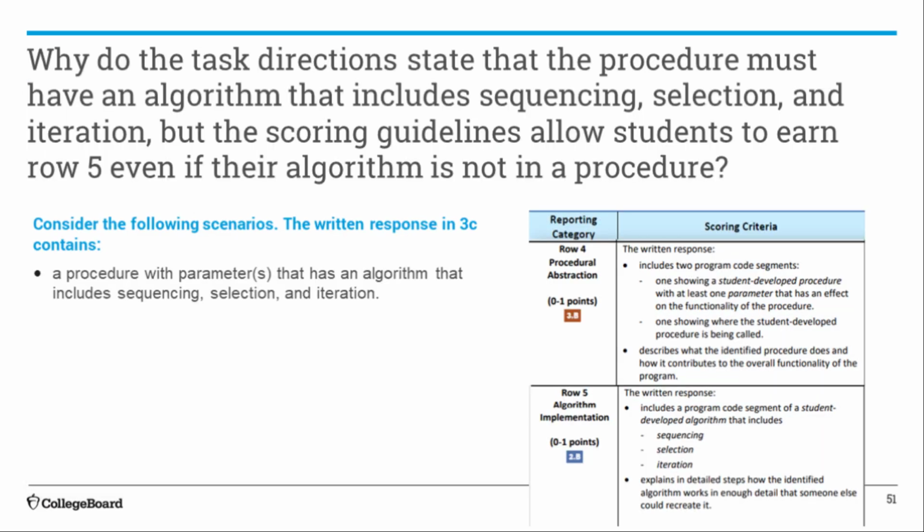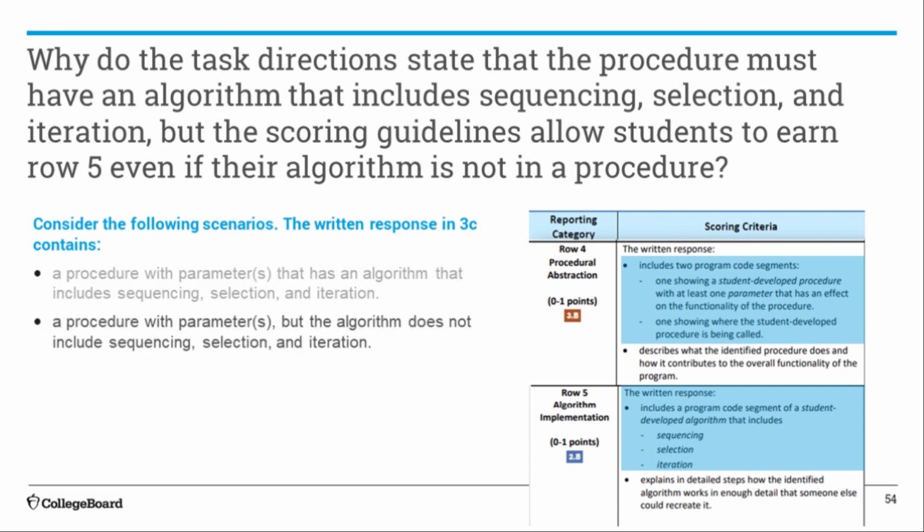But here's the way that we looked at it. Let's consider these scenarios. Let's consider the first one. The procedure has a parameter that has an algorithm. It has sequencing, selection, and iteration. Row 4 is looking, and I'm just looking at the programming part. I'm not looking at what they explain or describe. I'm just looking at the program code. Row 4 is looking for a procedure that has a parameter, so it would be okay for that part. And row 5 is looking for an algorithm with sequencing, selection, and iteration. So that's okay. But what if a student doesn't know how to do both of these two things? How are we going to score them? Let's look at this other situation.